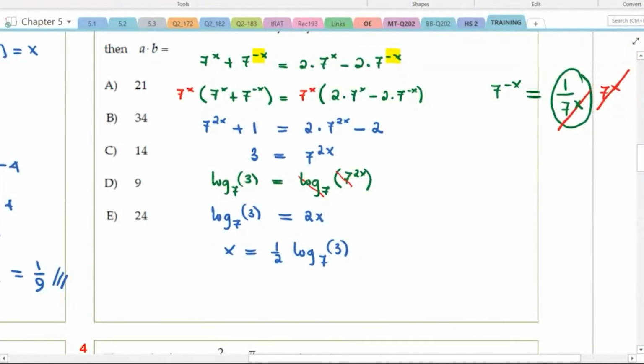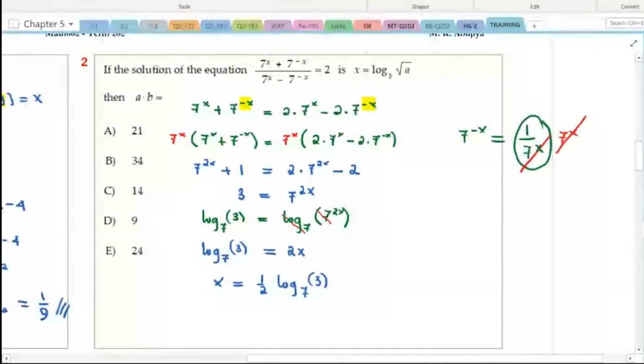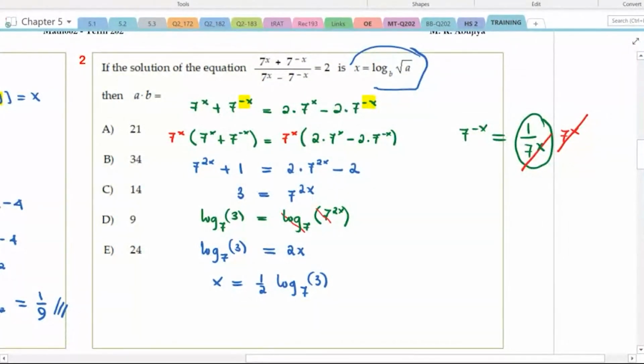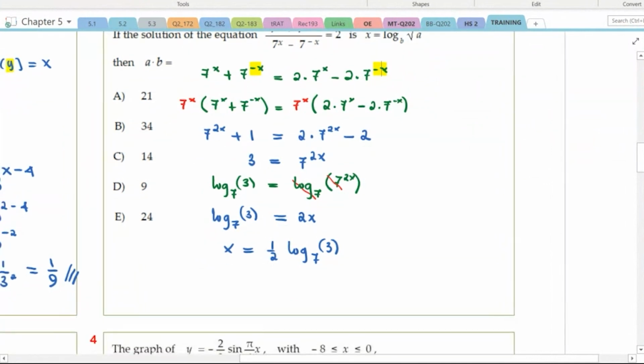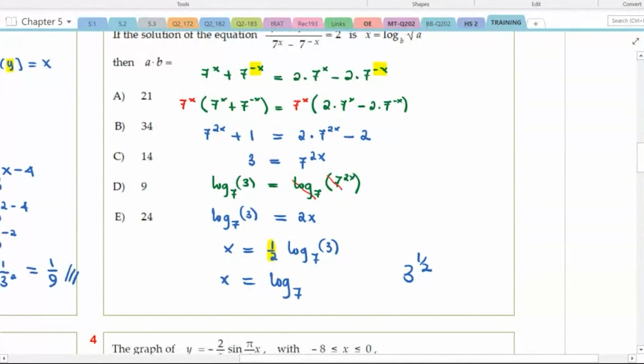Now, I can say this is my solution. That is okay. But unfortunately, the answer is written in this form. So I have to write the answer in the same form. So let us use the power property and take this half to the power now. So this is going to be x equal to log base 7. Now, we say 3 to the power of a half, and 3 to the power of a half is going to be square root of 3.